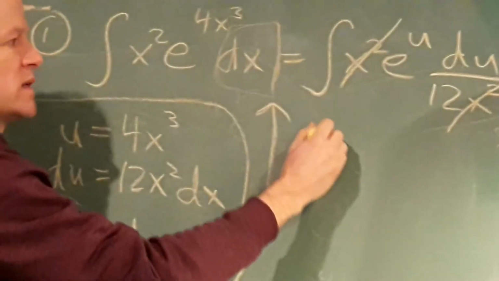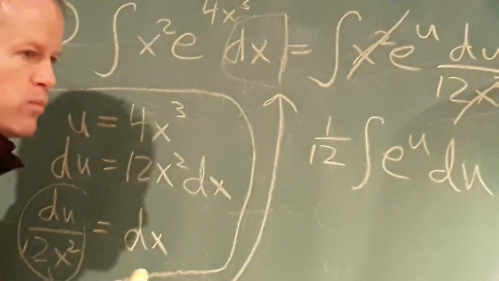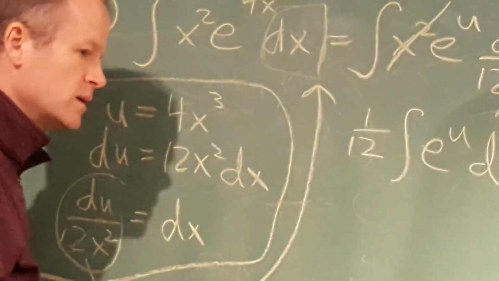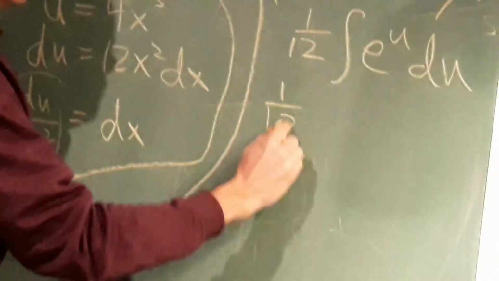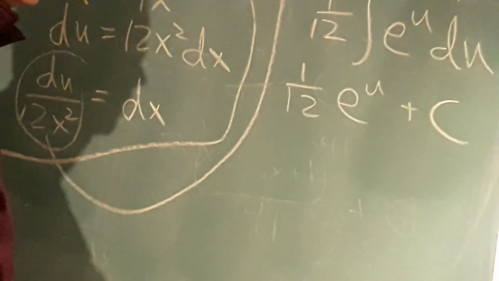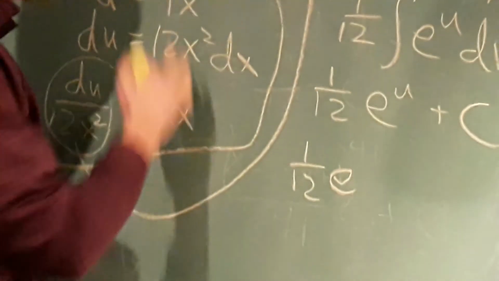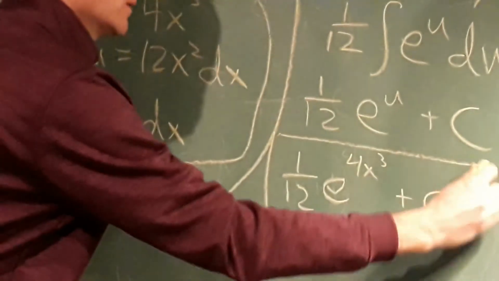So I'm going to take that 12 and move it out front as 1/12 integral of e to the u du. I know that the derivative of e to blah is e to the blah d blah. I know the integral of e to the u is just e to the u. So this is going to be 1/12 e to the u plus a constant. And then I just go back and substitute in what u equals. So I'm going to have 1/12 e to the, so u equals 4x cubed, plus that constant. And that would be my final answer for number 1.